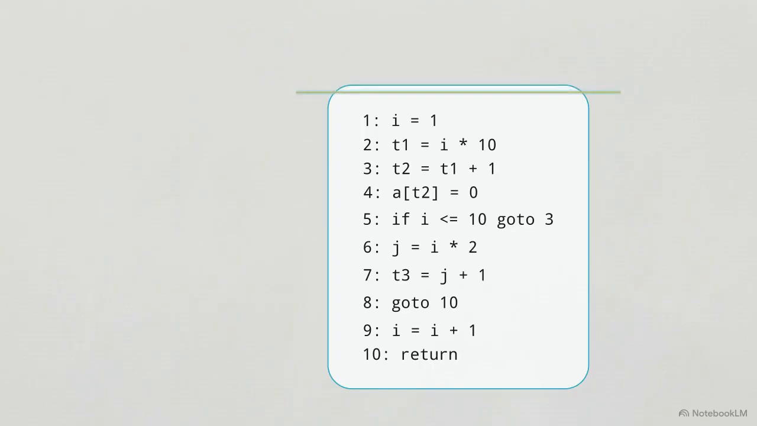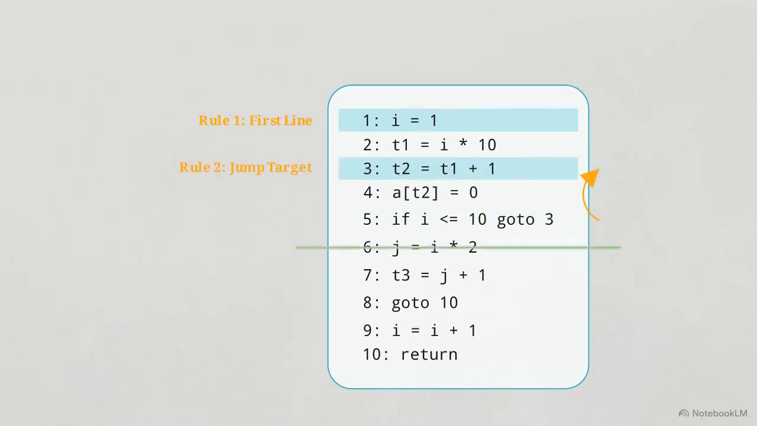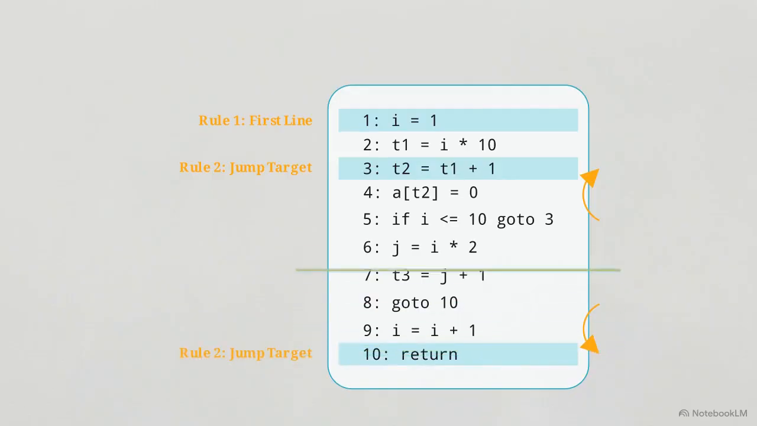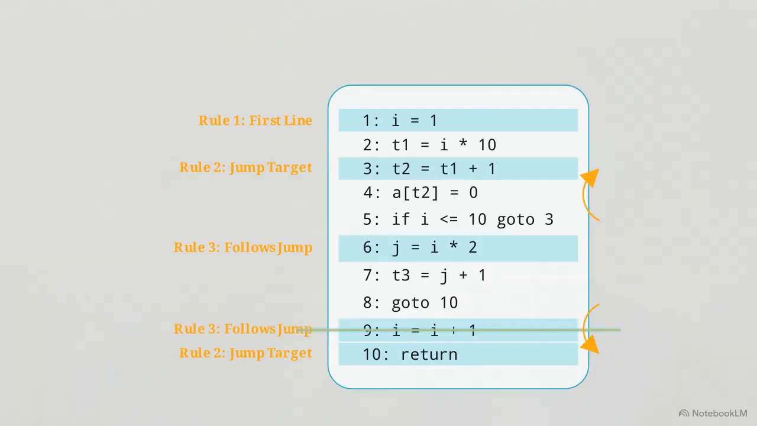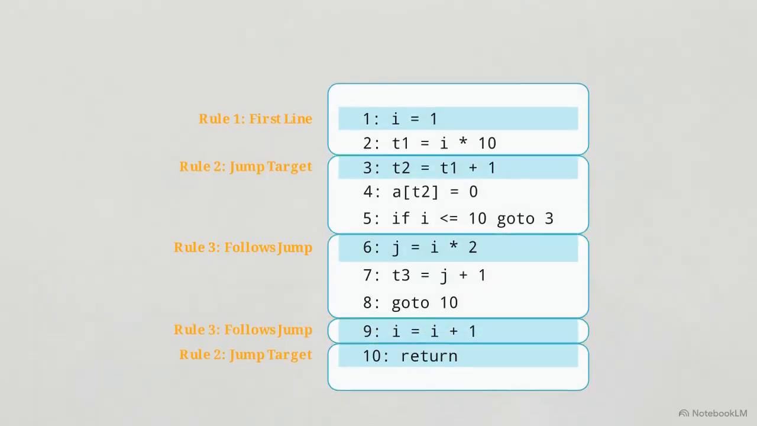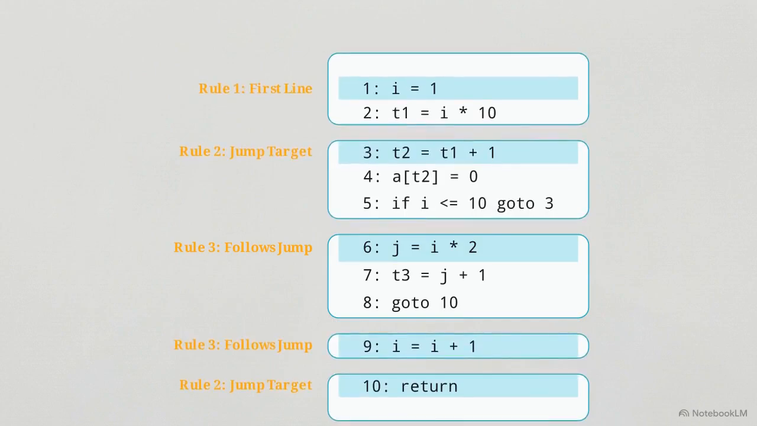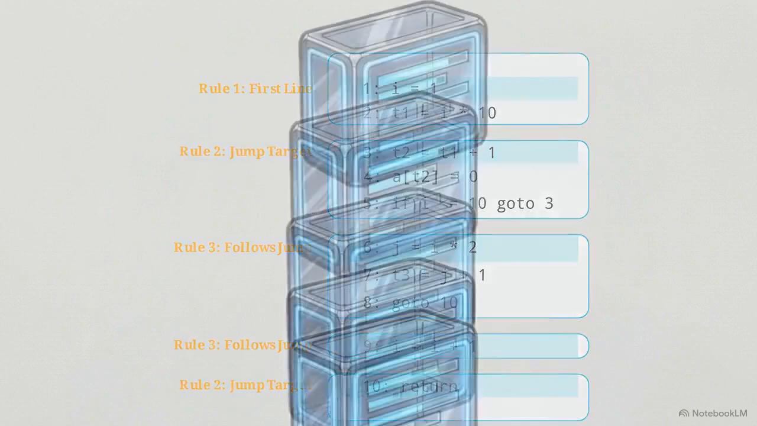Rule 1. The very first instruction in the intermediate code sequence is by default a leader. Rule 2. Any instruction that acts as the target destination of a conditional or unconditional jump is a leader. Rule 3. Any instruction located immediately following a jump command is also a leader. Once all leaders are identified, the compiler builds the blocks. A block consists of its leader and all subsequent instructions, right up to the start of the next leader.